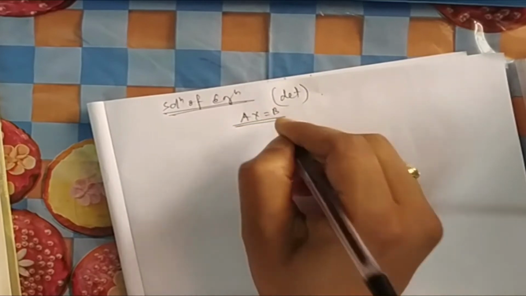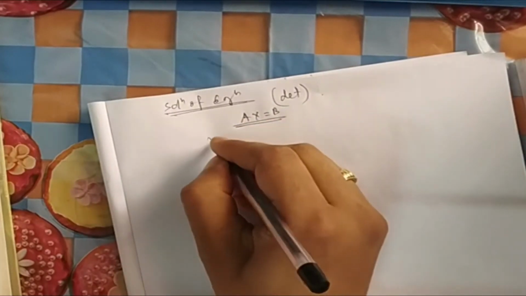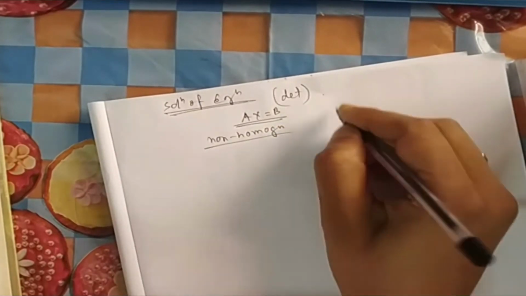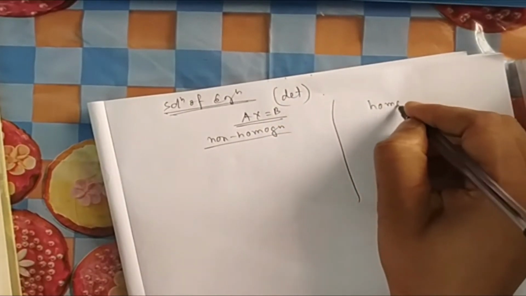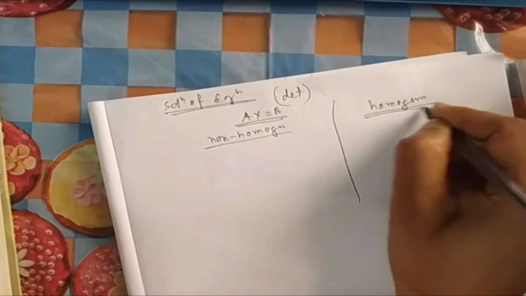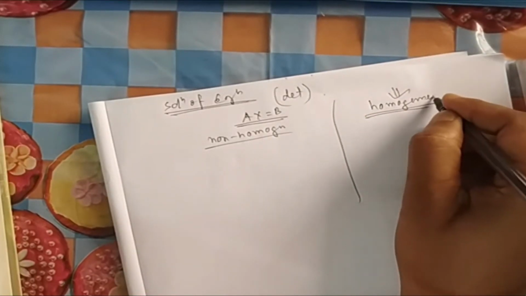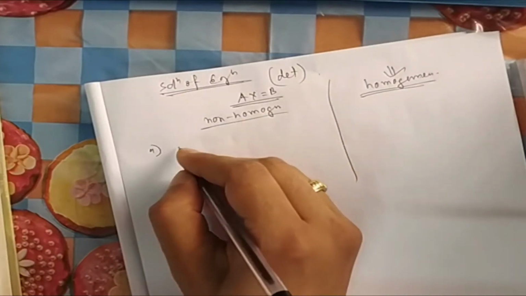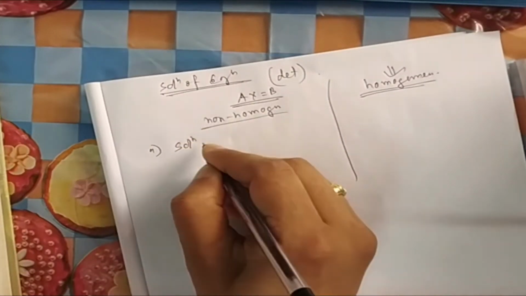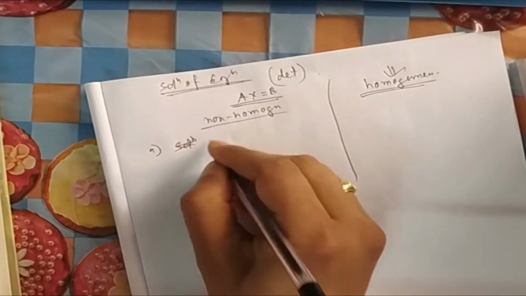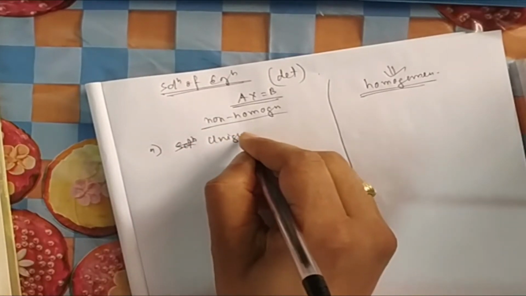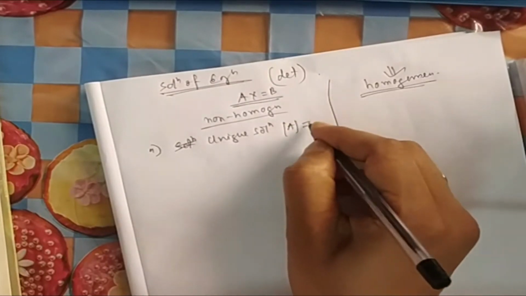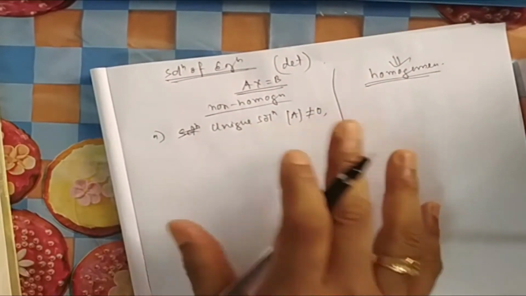First, think of non-homogeneous. There will be two different cases, non-homogeneous and homogeneous. In this question it was a case of the homogeneous case. First there will be a unique solution. First you go for the unique solution. Unique solution when determinant of A is not equal to 0. That means that will give you a unique solution.